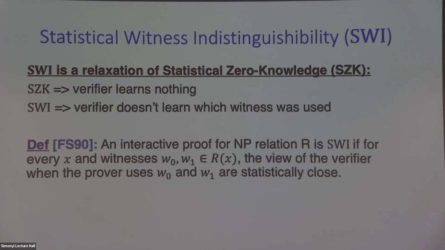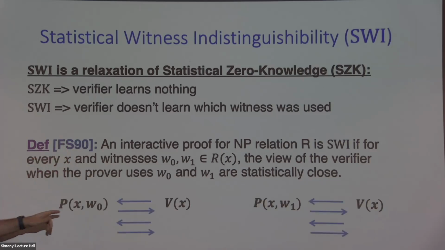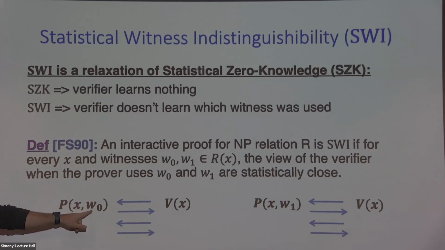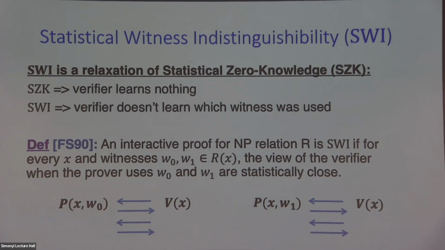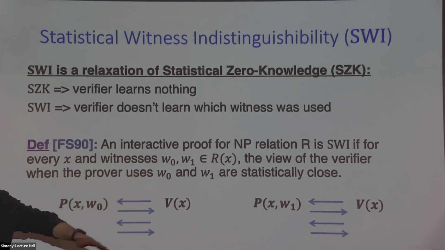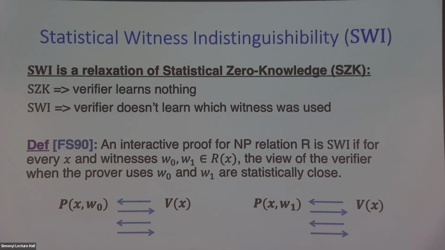How does this materialize? Technically, let's be a little bit more precise. By the way, the notion is due to Feige and Shamir from 1990. We'll say that an interactive proof for an NP relation R is statistical WI if you look at any input X and two potential witnesses, W0 and W1, and you look at the interaction when the prover was using witness 0, or the same interaction when it was using witness 1. If you see either one, you don't know which one happened. In a strong statistical sense, if you look at the transcript here versus the transcript there, the statistical distance should be small. So it looks the same.